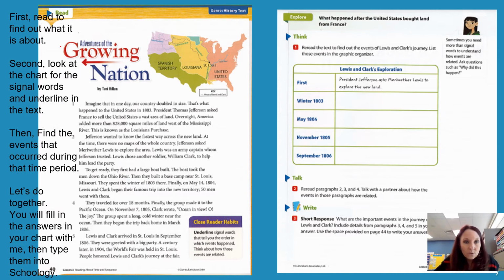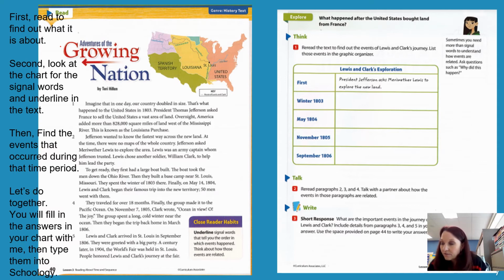All right, so follow along with me on page 40. We're going to read it together one time, then you're going to read it again while you look for those signal words and the events that happened at that period of time. Okay, follow along with me at the first paragraph.